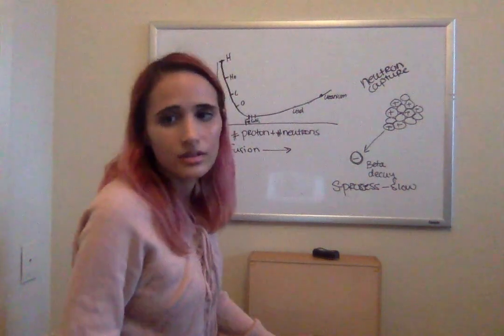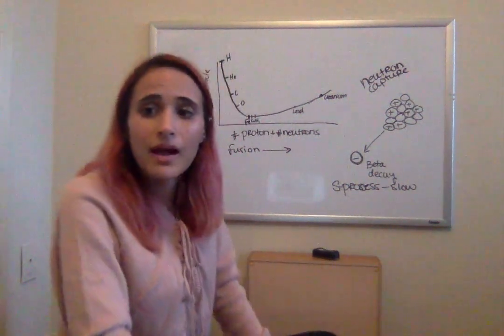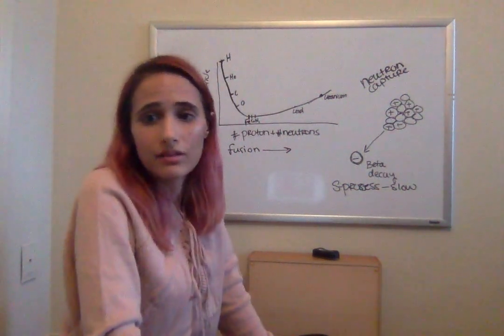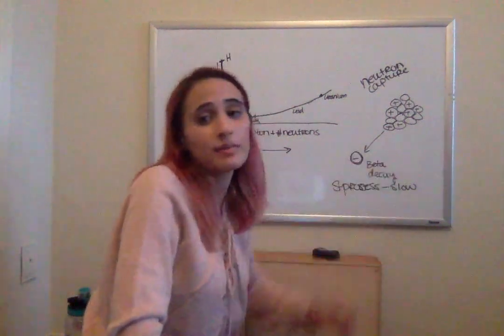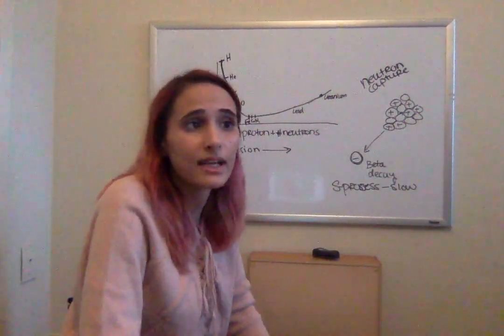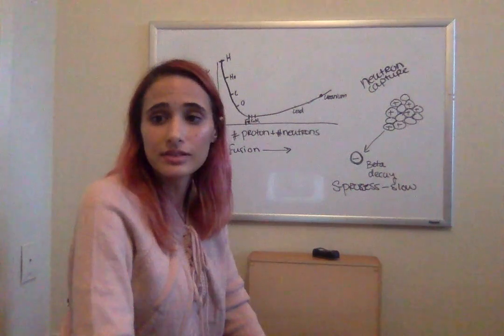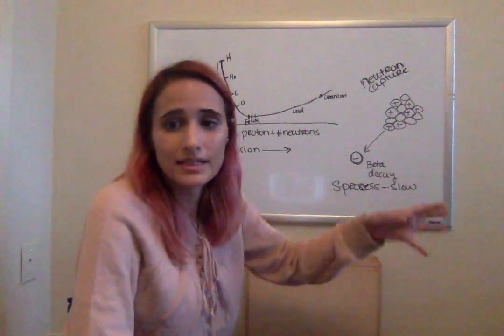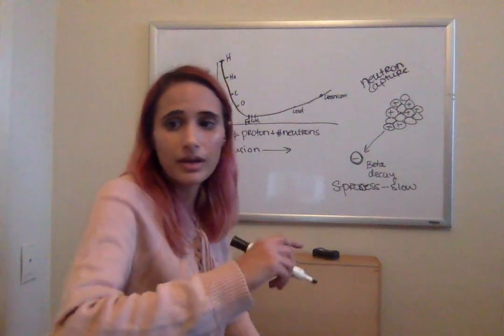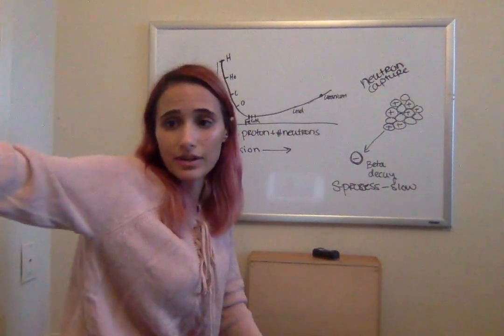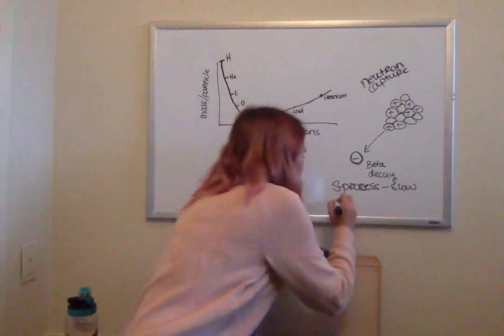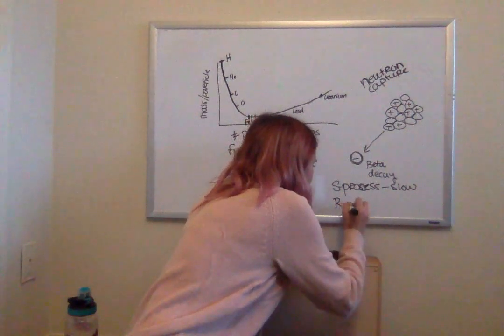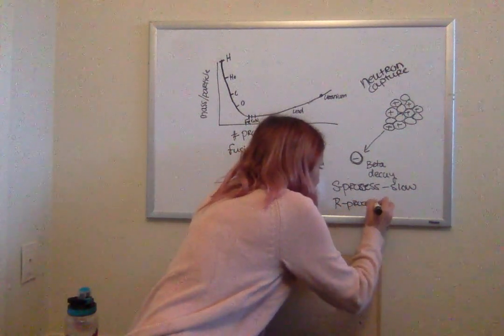Or if you have a ton of neutrons hanging around, you can add a bunch of them in at once. You can add up to like 100 neutrons into this nucleus all at once. And then they all beta decay, and you jump up a bunch of spots on the periodic table. So this is the R process. R is for rapid addition of neutrons.